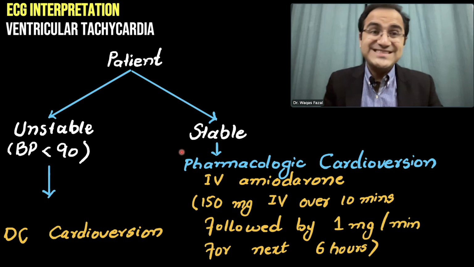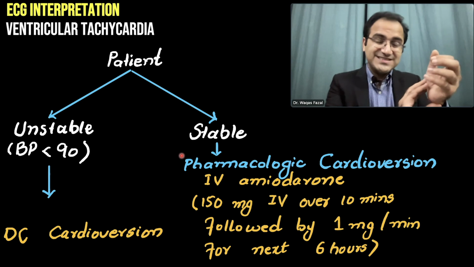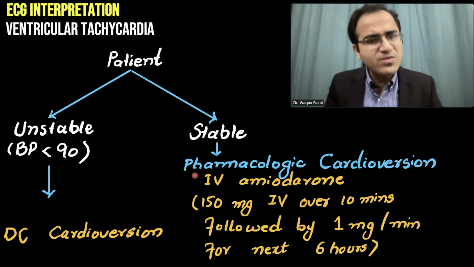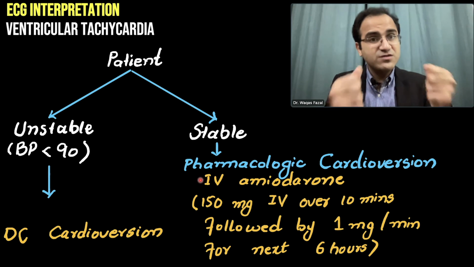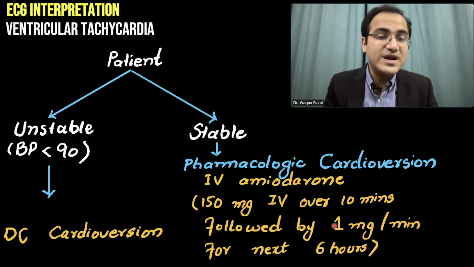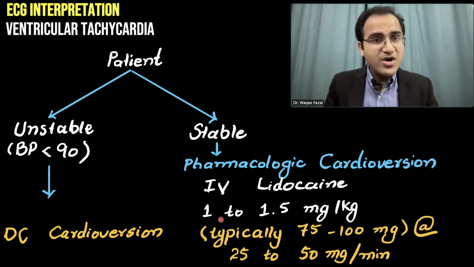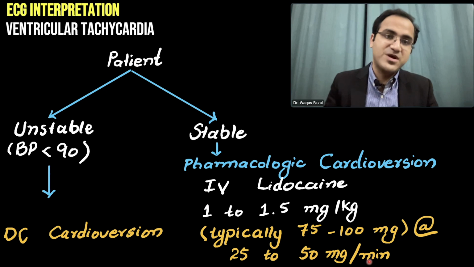And if the patient is stable, if the patient is conscious, and if the patient is having pulses, in such a situation you can go for pharmacological cardioversion. You don't need to give shocks to the patient. In such a case, you give IV amiodarone 150 mg IV over 10 minutes followed by 1 mg per minute for the next 6 hours. Or you can give IV lidocaine 1 to 1.5 mg per kg, typically 75 to 100 mg at the rate of 25 to 50 mg per minute.